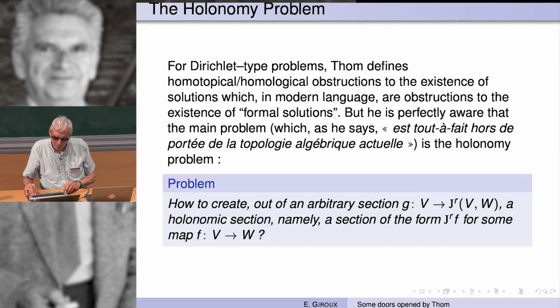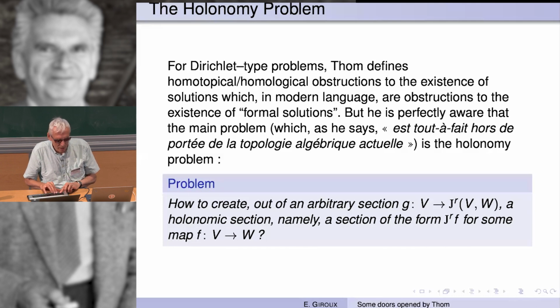For example, for the Dirichlet type problems, Thom defines homotopical and homological obstructions to the existence of global solutions. So it's the extension problem we are considering, which in modern language is what we call obstruction to the existence of formal solutions. So he is aware of that, but he is mostly aware that the hardest problem in the theory is the so-called holonomy problem. And what is this problem?